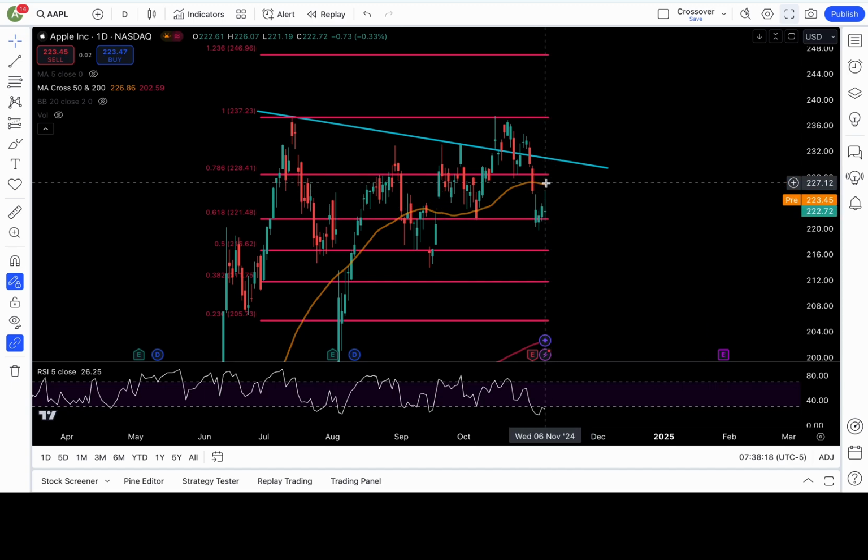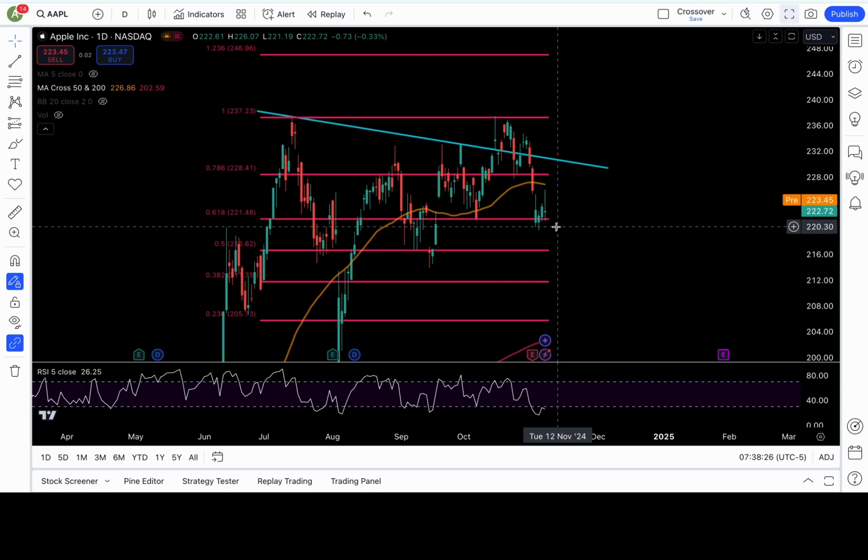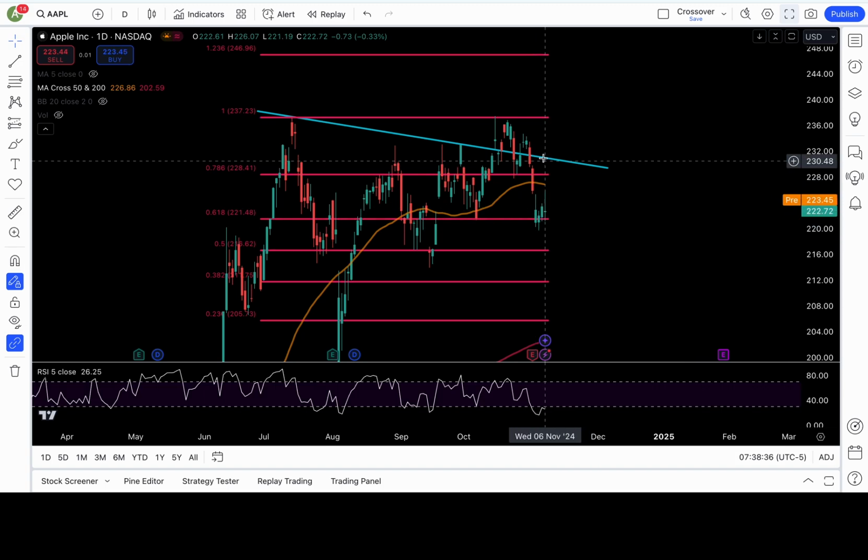It's not really showing us that it's time to go down, but I still need to see 223 and 221.4 fail. 221.4 still holding as support right now. But if it fails, that'll show that all the buy orders are gone and it's time to drop lower.